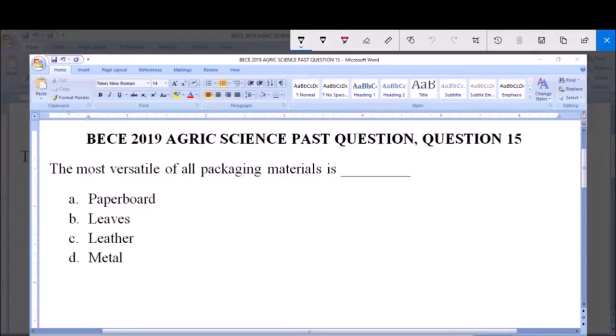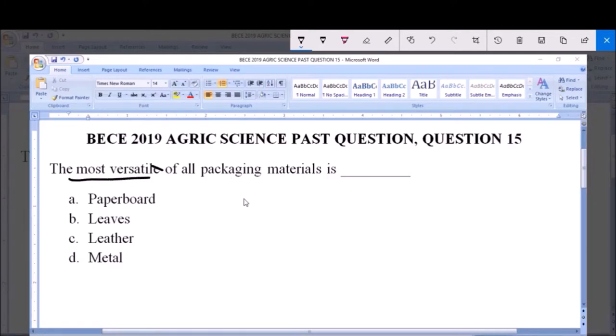Good day and welcome. Today we're going to be dealing with BECE 2019 Agric Science past question, question 15. The most versatile of all packaging material is dash. A. Paperboard. B. Leaves. C. Leather. And D. Metal. Now we are asked to pick out of the following packaging materials the most versatile.